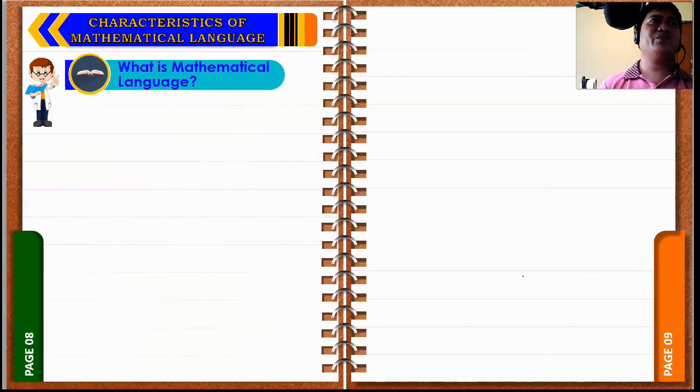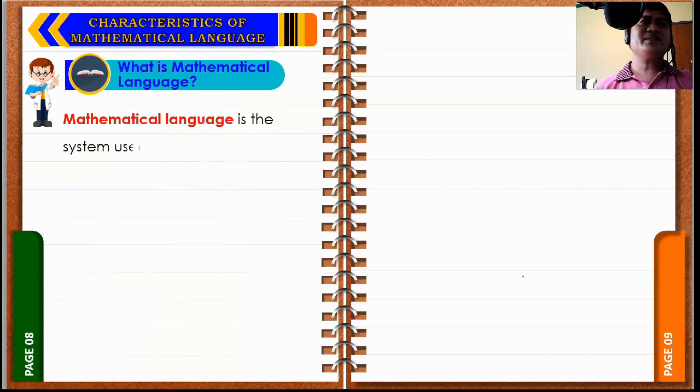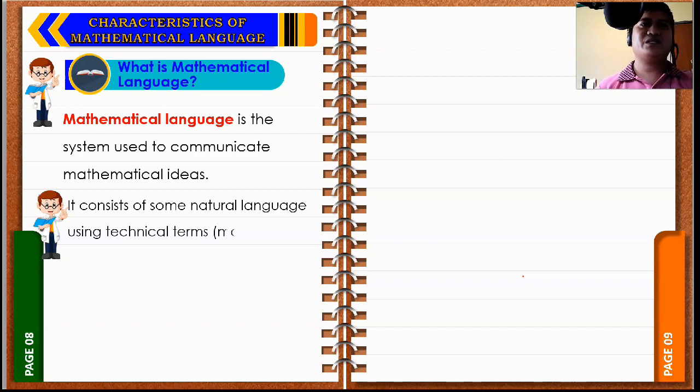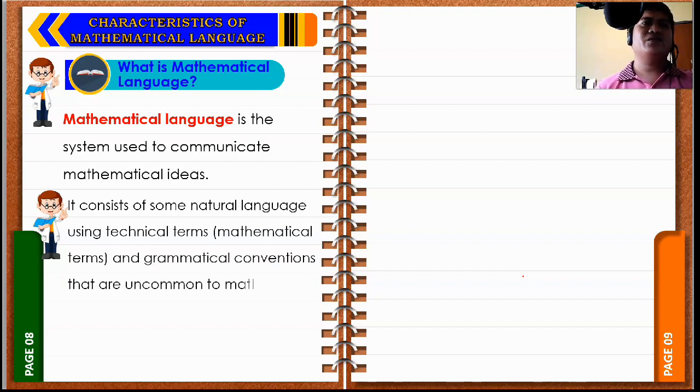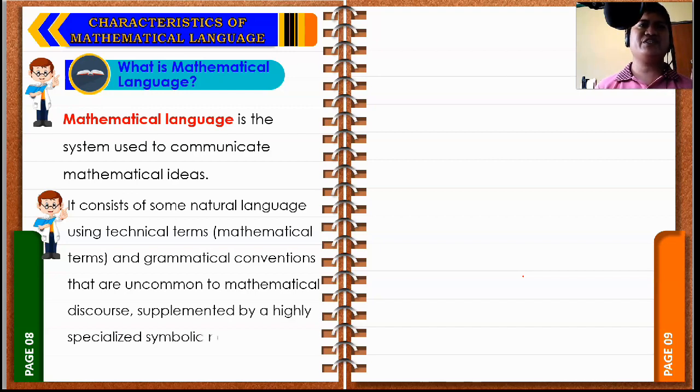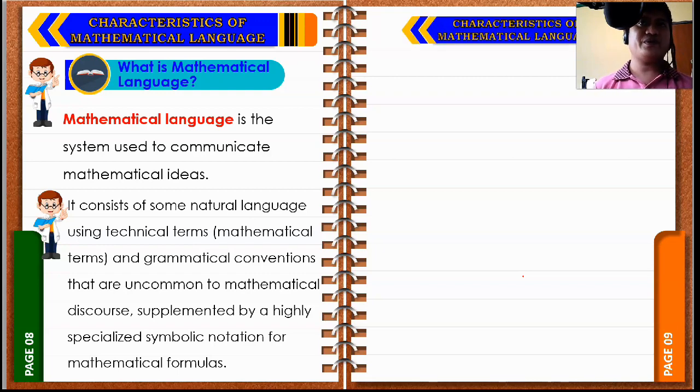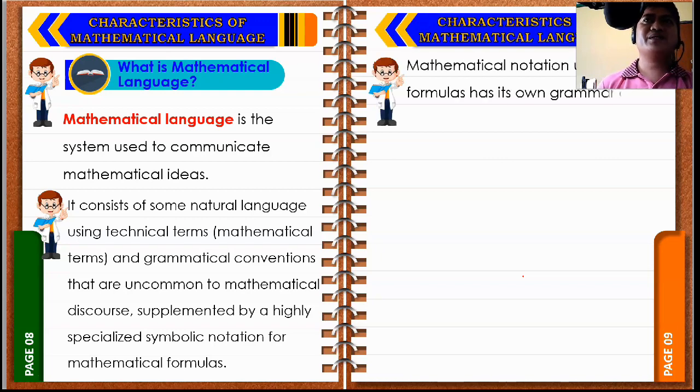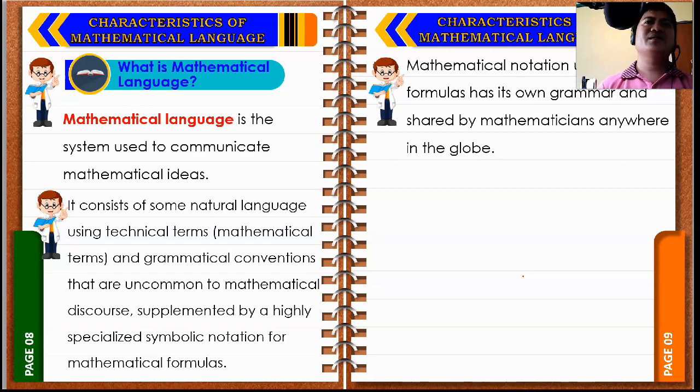Now, let's define formally what mathematical language is. Mathematical language is a system used to communicate mathematical ideas. It consists of some natural language using technical terms, and grammatical conventions that are common to mathematical discourse, supplemented by a highly specialized symbolic notation for mathematical formulas. One of its characteristics is that mathematical notation used for formulas has its own grammar and is shared by mathematicians anywhere in the globe.